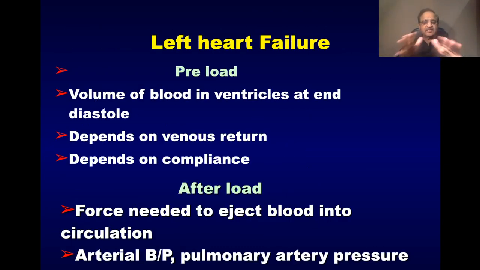I will discuss in heart failure what is preload and what is afterload. Preload is the volume of blood in the left ventricle at the end of diastole. So the more the venous return, the more the left ventricular end-diastolic volume, and the more the preload.